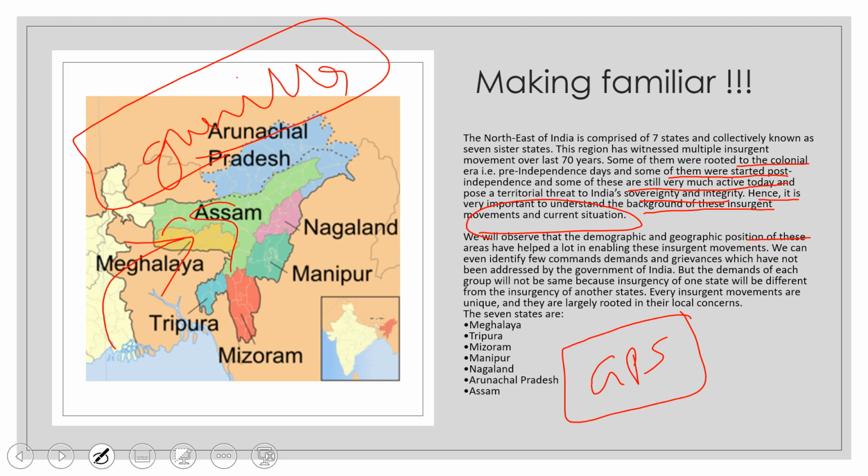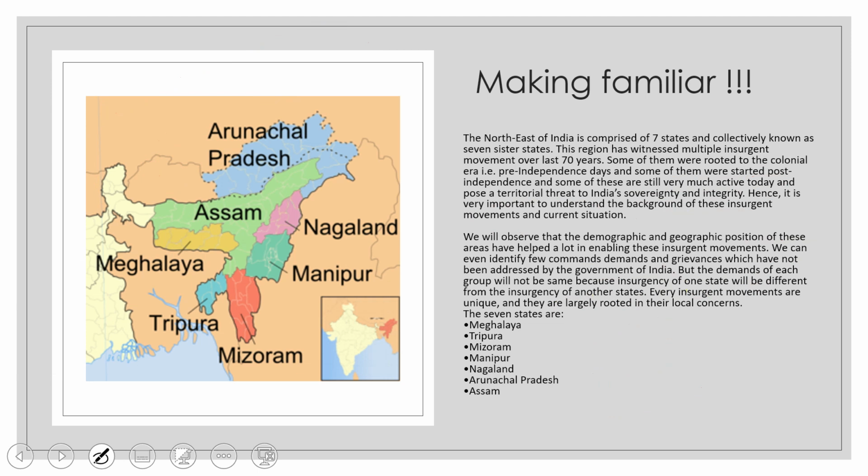We can even identify a few demands and grievances which have not been addressed by the government of India. It is not the case that insurgent groups emerged completely because of the diversity in the country. As I've already said, because of some ignorance by the government also, insurgent groups emerged in India. But the demands of each group will not be the same, because the insurgency of one state will be different from the insurgency of another state. So what this statement is saying is that if there is an insurgent group in Nagaland, and another insurgent group in Assam, what is an insurgent group?